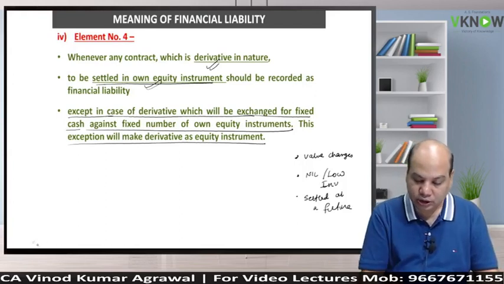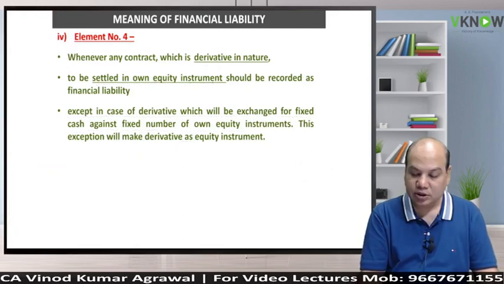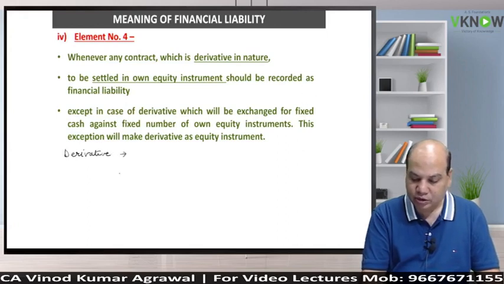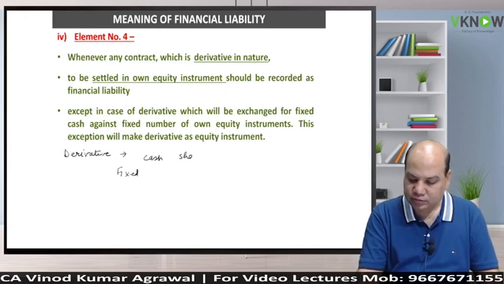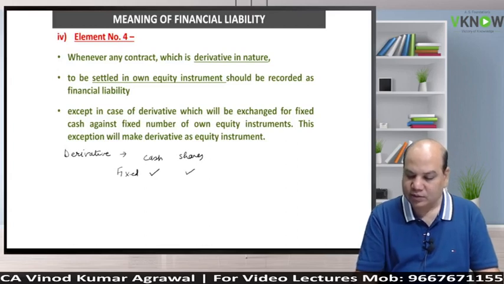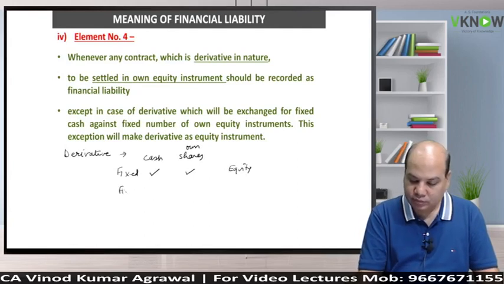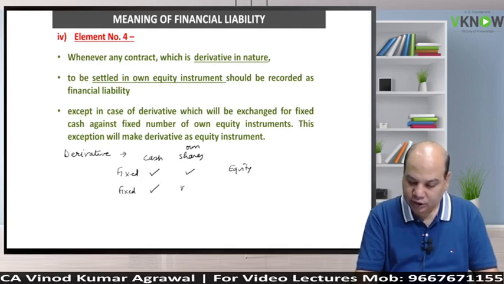So in short, I will ask you to keep this in mind. Suppose there is a derivative contract. It will involve a fixed amount of cash and a fixed number of own shares. Then it is equity. Fixed amount of cash and a variable number of shares, it is a financial liability.